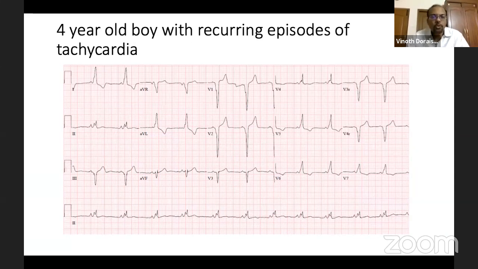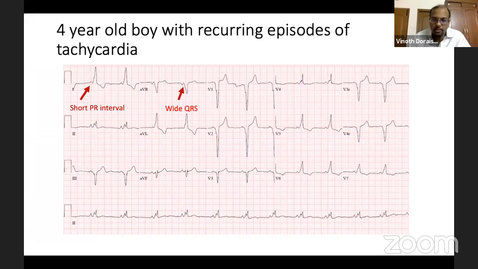I just want to show this 4-year-old boy with recurrent episodes of tachycardia. Unfortunately, we couldn't get an ECG during the tachycardia, but when he came to us for examination, he was in sinus rhythm, so we got an ECG at that time. We can see the findings here. You can see that this P wave is very close to this QRS complex. So it's a very short PR interval.